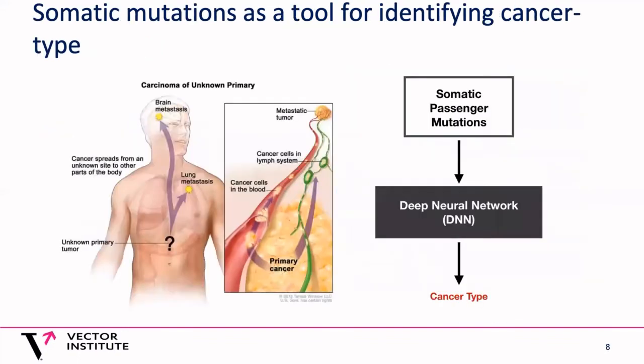If we return back to our original problem, what this project aimed to do was to train a series of deep neural networks based on primarily patterns of somatic passenger mutations to accurately discriminate between multiple cancer types.